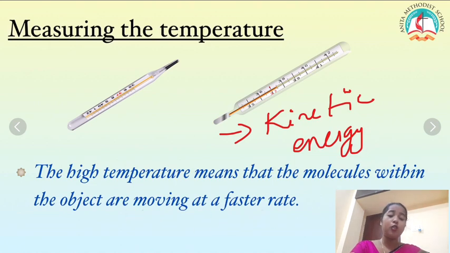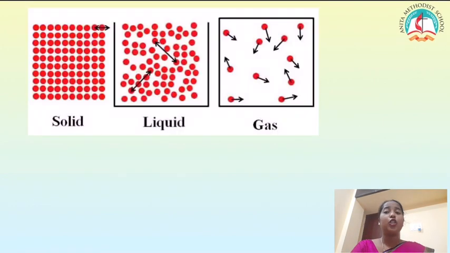So in order to measure its temperature, now we are going to use an indirect method to measure the kinetic energy of a substance. Children, look at this picture. Do you know what it is? Yes, it is the states of matter: solid, liquid and gas.